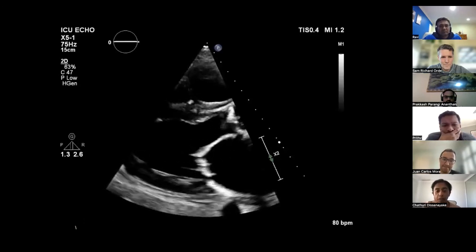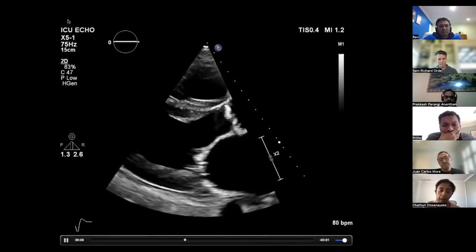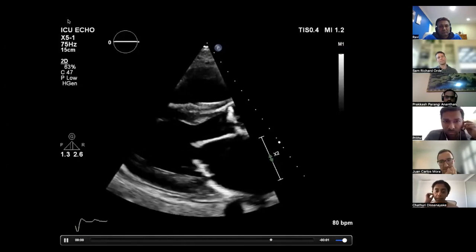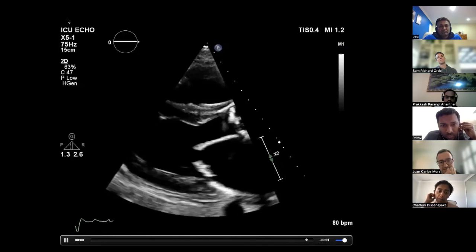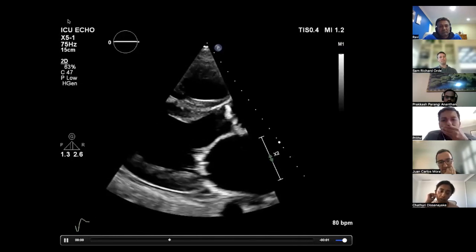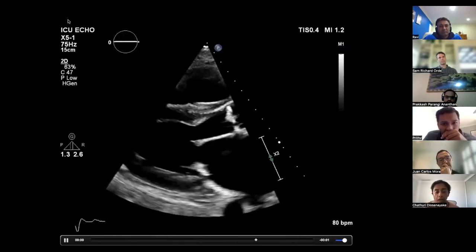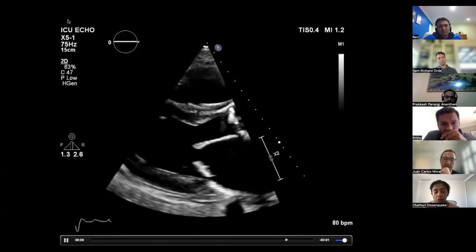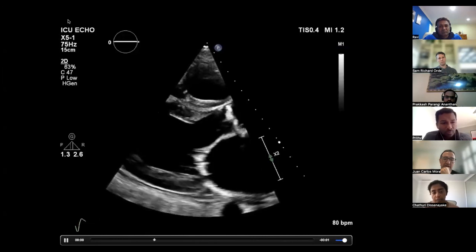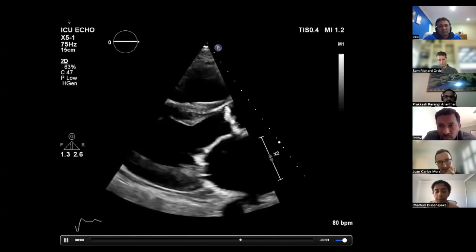So this parasternal long axis shows a number of abnormalities, and I'll go sequentially. The left atrium is severely dilated. The mitral valve appears restricted in its opening, and the left ventricle appears severely impaired in systolic function. The infralateral wall is contracting, though hypokinetic. The anteroseptal wall is also hypokinetic.